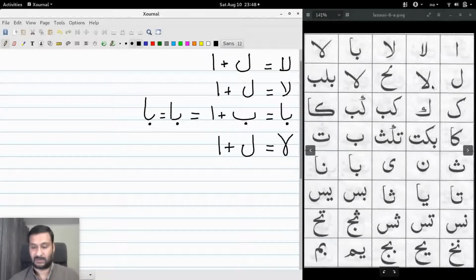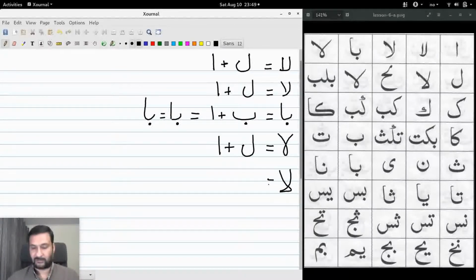Then is another form of lam alif. There are several ways of writing it in different calligraphy methods or different writing systems. So first I'll write how it's written. It's like so, and then the alif comes from here and joins it here, lam alif.